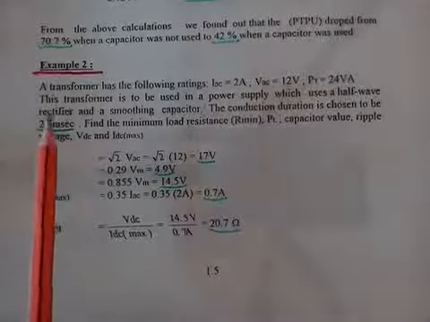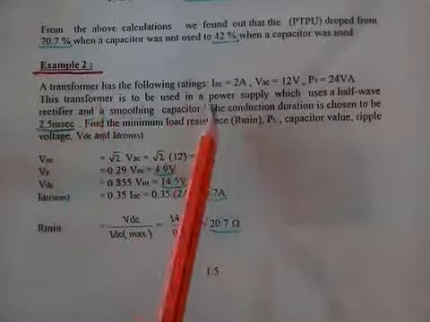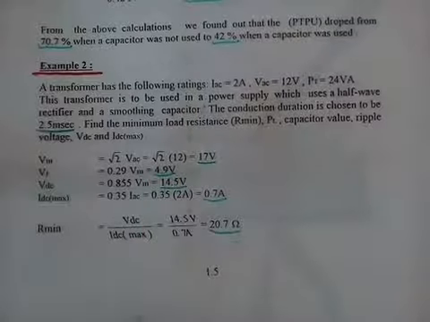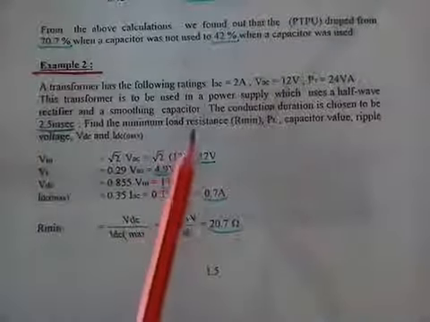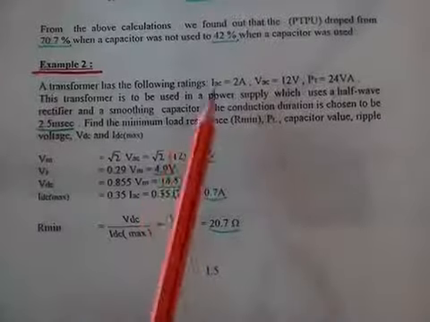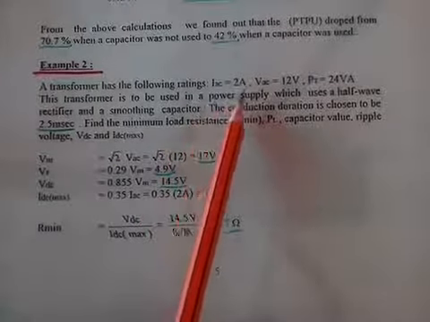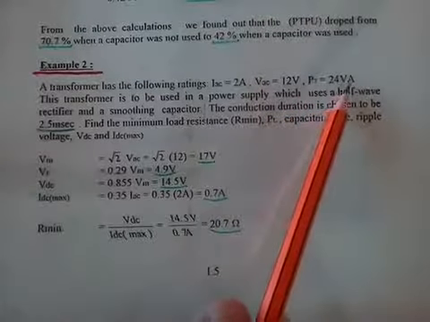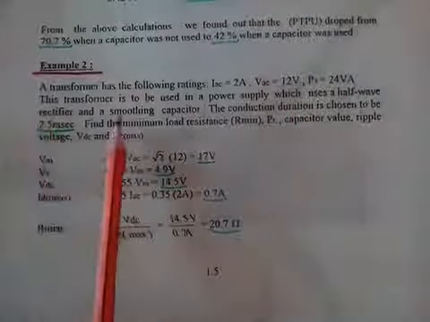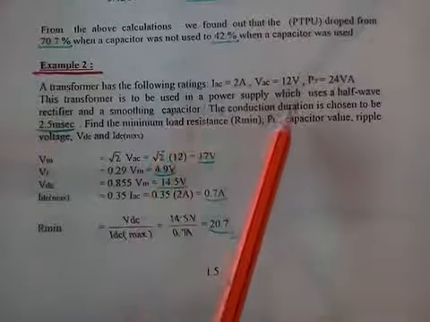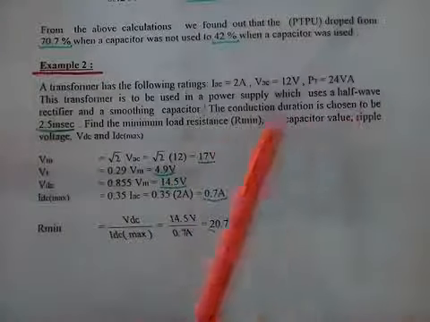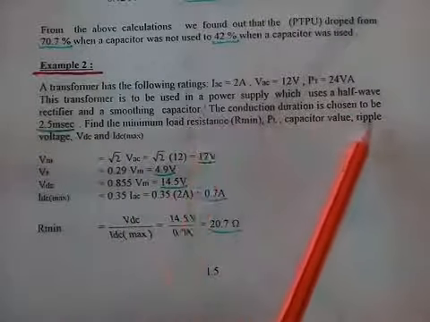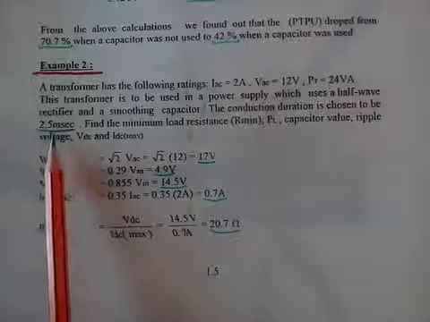Now to example 2. A transformer has the following ratings. That's the same transformer. Like we said, we intend to use the same transformer for the various types of linear power supplies. It has ratings of IAC equal 2 amps, VAC 12 volts, and a total power of 24 volt-amperes. This transformer is to be used in a power supply which uses a half-wave rectifier and a smoothing capacitor. The conduction duration is chosen to be 2.5 milliseconds.